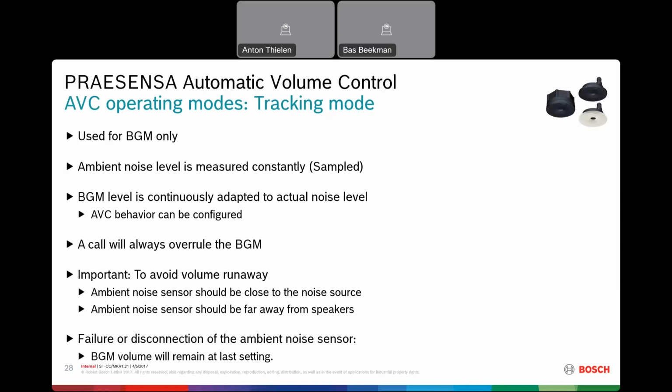When the noise sensor would fail, that's the same again, but then the music volume will remain at the last setting. It will not be adapted, but it will keep that AVC set to the last one. So it's a slightly different behavior than for the sample and hold.